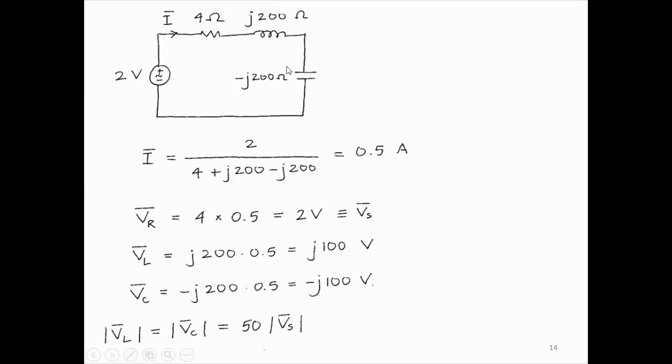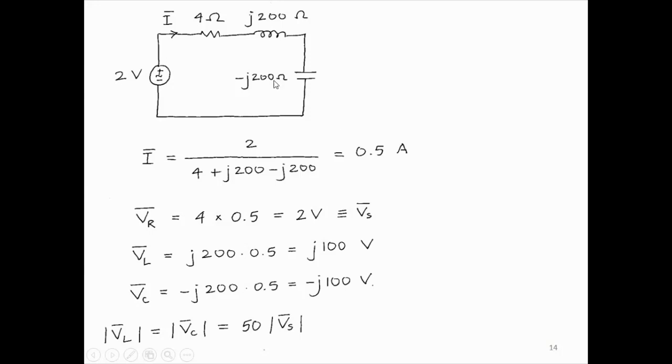There's only one current, so the current is the voltage, 2 volts, divided by the sum of the three impedances. So 4 plus J200 minus J200. So the J200 and minus J200 cancel, so we get a current of 2 by 4, which is 0.5 amperes.